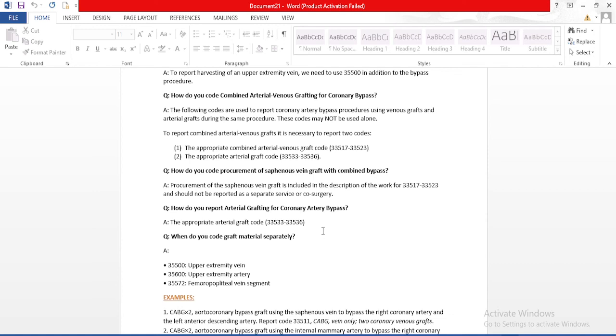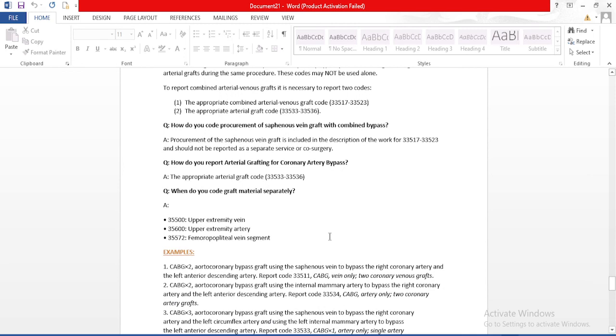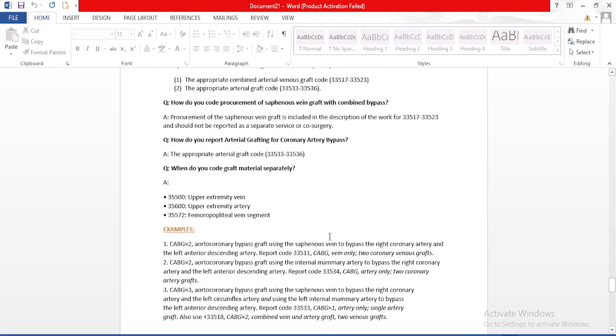Next question. How do you code procurement of saphenous vein graft with combined bypass? Answer. Procurement of the saphenous vein graft is included in the description of the work for 33517 to 33523 and should not be reported as a separate service or co-surgery, as we learned previously. How do you report arterial grafting for coronary artery bypass? To report only arterial, if the physician uses only arterial graft, we need to use the 33533 to 33536 series.